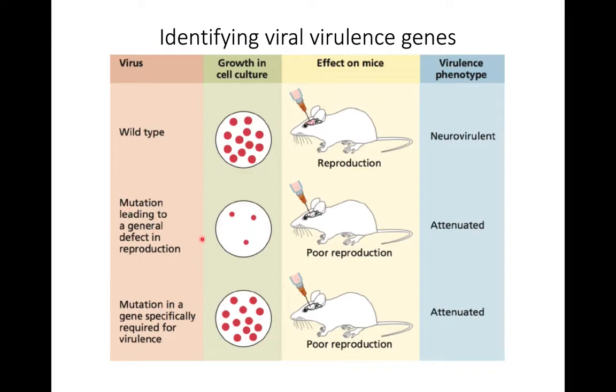At this point, we've just created a mutant that has a defect in reproduction. It doesn't mean that it's really less virulent, it's just that it doesn't grow to the same amount as our wild type. In this bottom scenario, we've created a mutation in a gene that is required for virulence, but not required for reproduction. So when we grow it in culture, we still get a whole lot of growth in culture. But when we put it into an animal, it does not reproduce very well because that gene doesn't prevent it from growing in culture, but does prevent it from growing in mice. So again, we call this an attenuated virus because it doesn't grow very well. Okay.